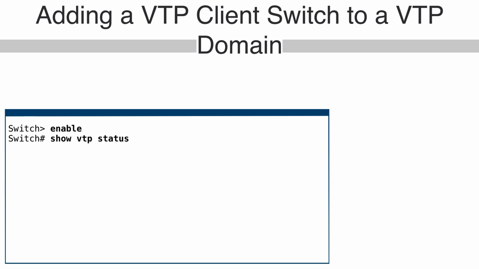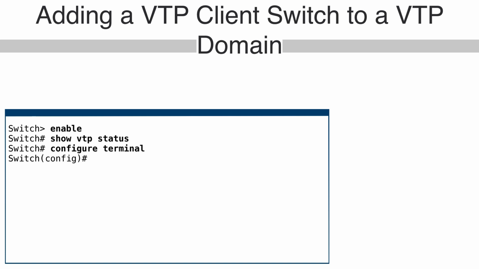Enables privileged exec mode. Checks the VTP configuration revision number. If the number is 0, add a switch to the VTP domain. If the number is greater than 0, follow these sub-steps. Write down the domain name. Write down the configuration revision number. Continue with the next steps to reset the switch configuration revision number.